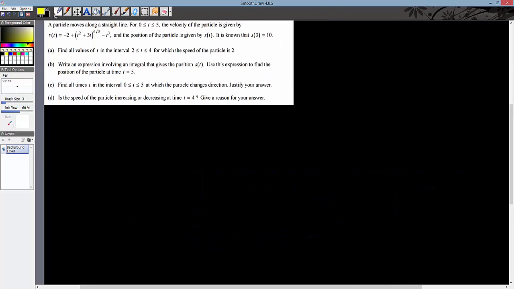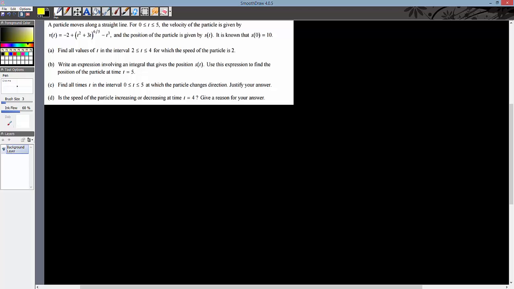Okay, question 2. It says, a particle moves along a straight line for that interval from 0 to 5. The velocity of the particle is given by that function, and the position of the particle is given by s of t, and it is known that s of 0 equals 10. We need to find all values on the interval at which the speed of the particle is 2.